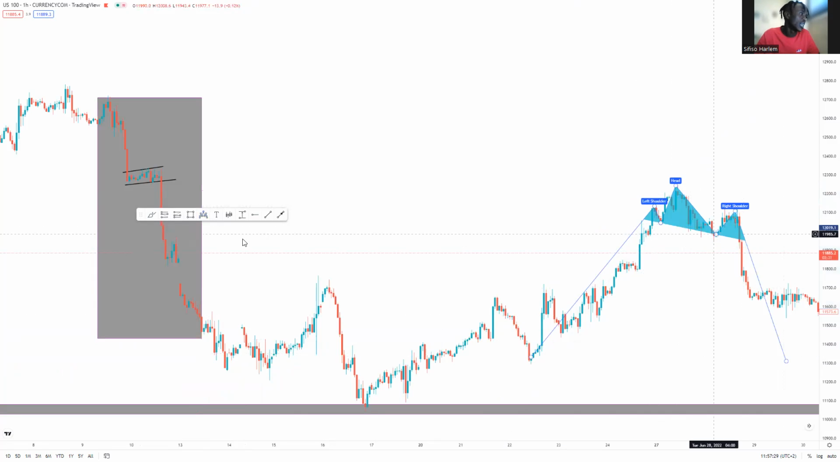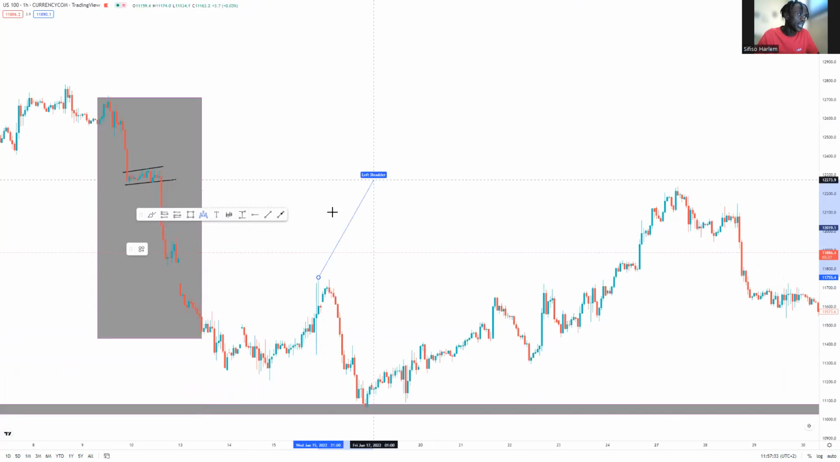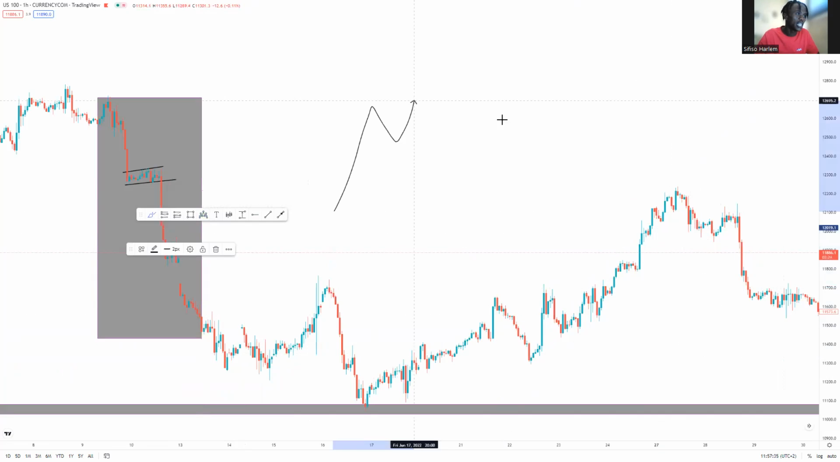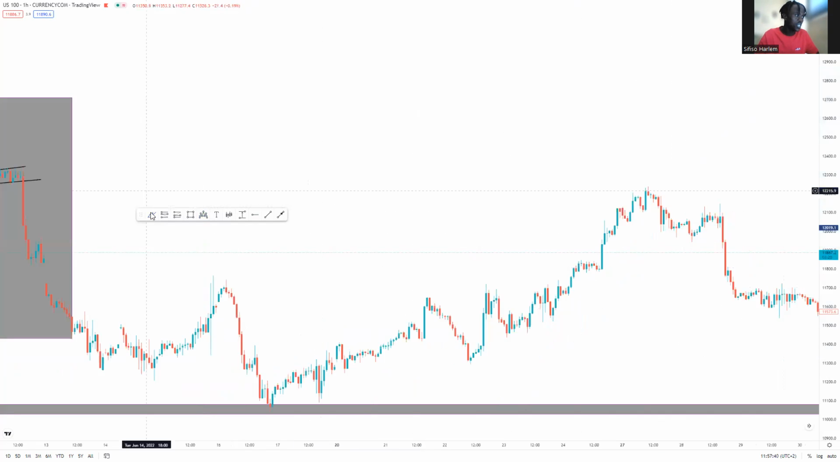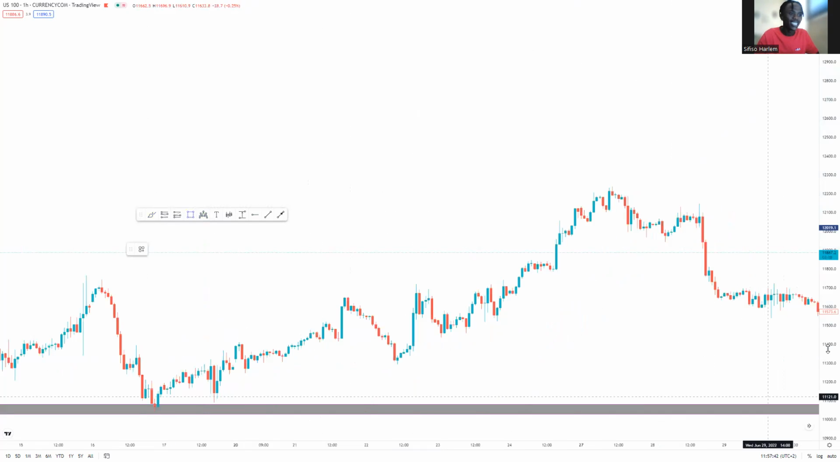This is a what? A head and shoulders. A possible reversal from what? From a bullish uptrend. It doesn't have to be picture perfect, guys. I repeat, you just have to see what you see, understand, and just execute.